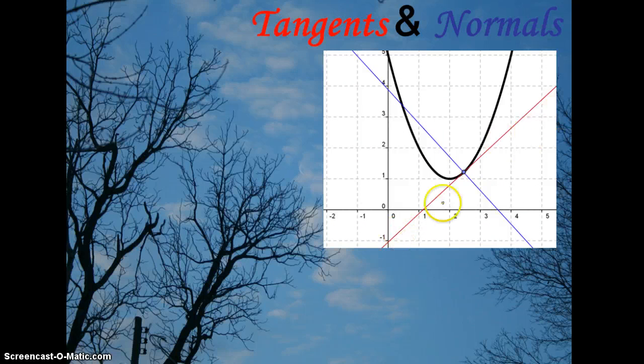Tangents and normal lines. You've got your tangent line that's in red, the normal line is in blue. The normal line is perpendicular to the tangent line. Much like a tangent line, you do need a point on the original curve to be able to figure it out. The derivative will tell you the slope of the tangent line, and then you've got to go opposite reciprocal to figure out the slope of the normal line.